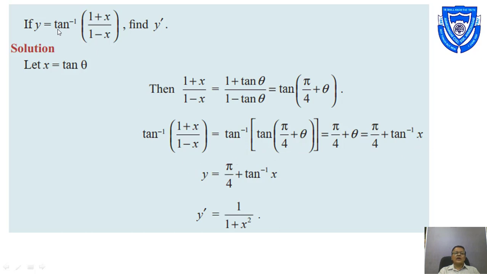That means tan inverse of 1 plus x upon 1 minus x is equal to pi by 4 plus tan inverse x. Using properties of inverse functions, we have simplified this, and the simplified form of y is pi by 4 plus tan inverse x. Now take derivative. Derivative of pi by 4 is 0. Derivative of tan inverse x is 1 upon 1 plus x square. So this is the method of substitution. If we make proper substitution, the problem gets simplified.